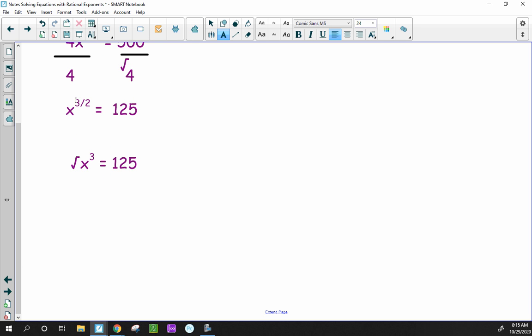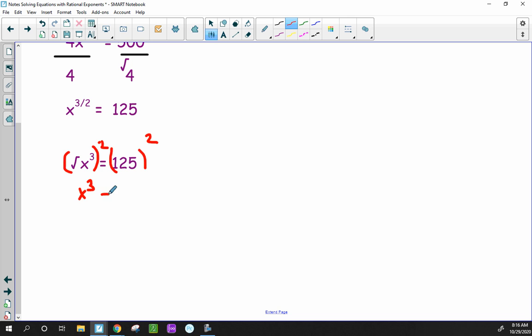And then from here, remember, you take the numerator and leave it on your base, and you take the denominator of the fraction, and that becomes the index number, which is here. And so if you're going radical, using the radical method, then you're going to raise both sides of the equation to the inverse of square root, which is squaring. So you'll show that step. And that's going to leave you with x to the 3rd is equal to 125 squared, which is 15,625.